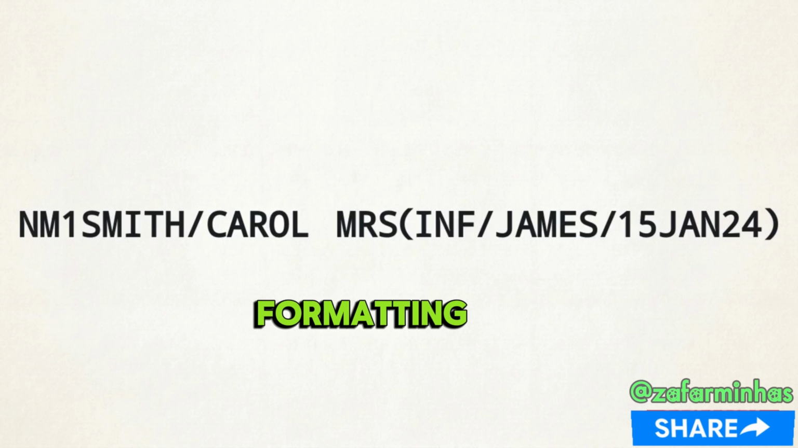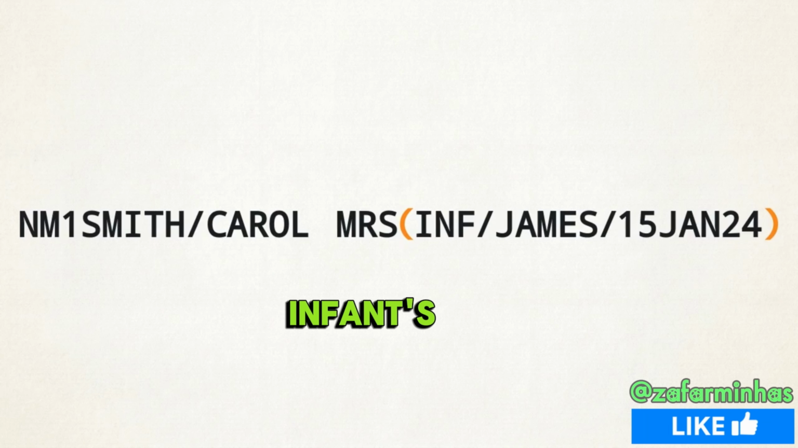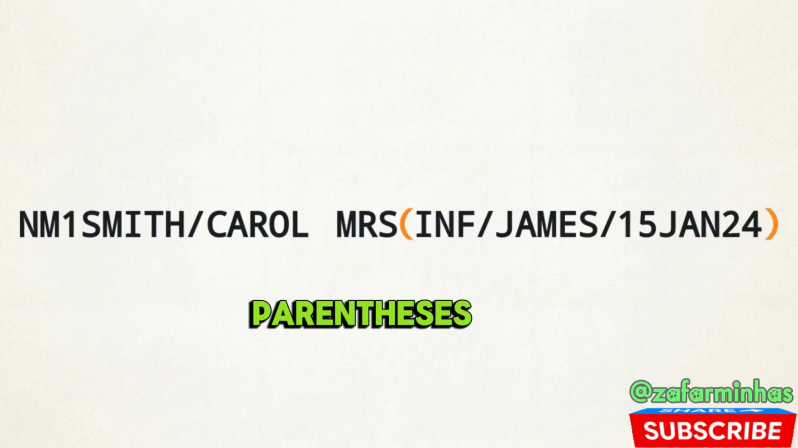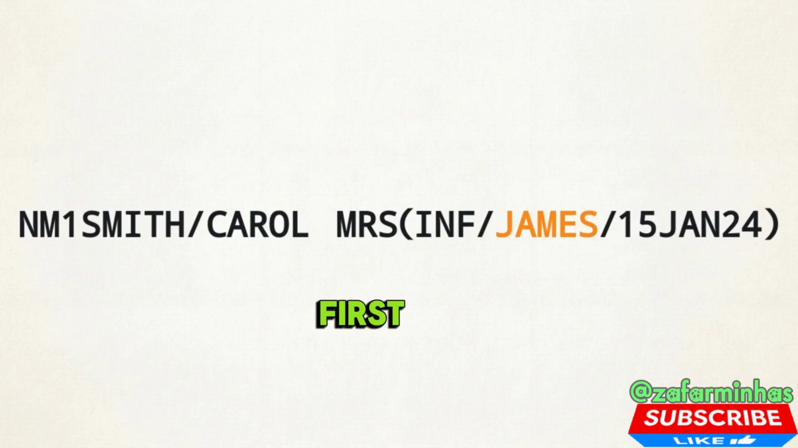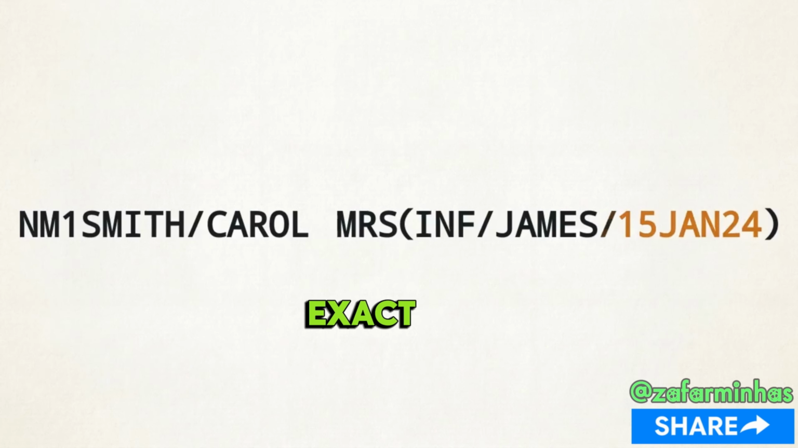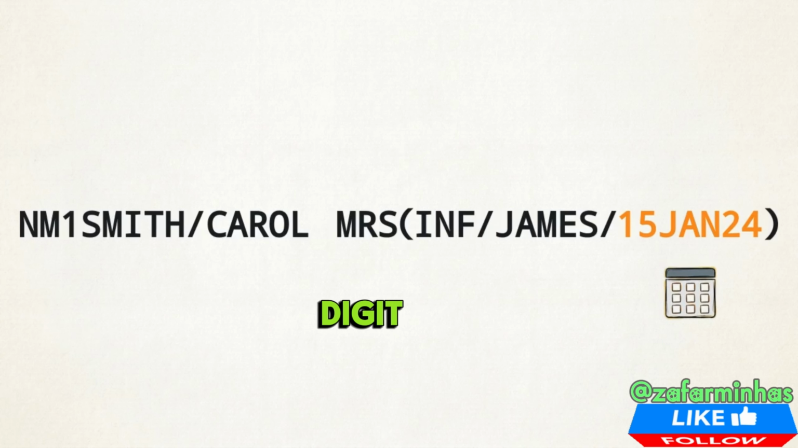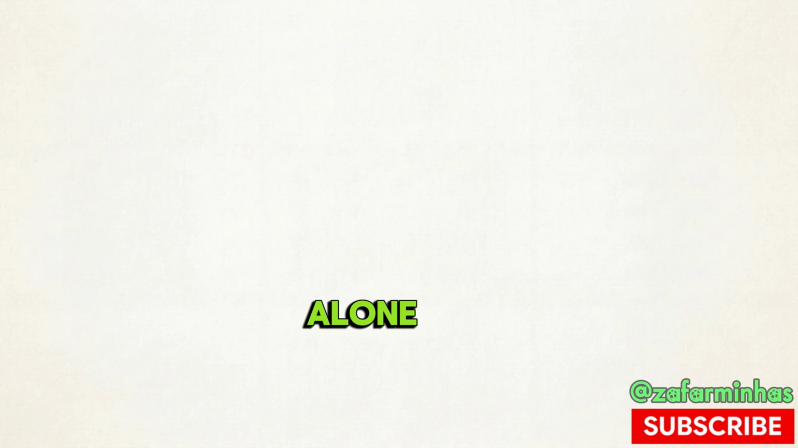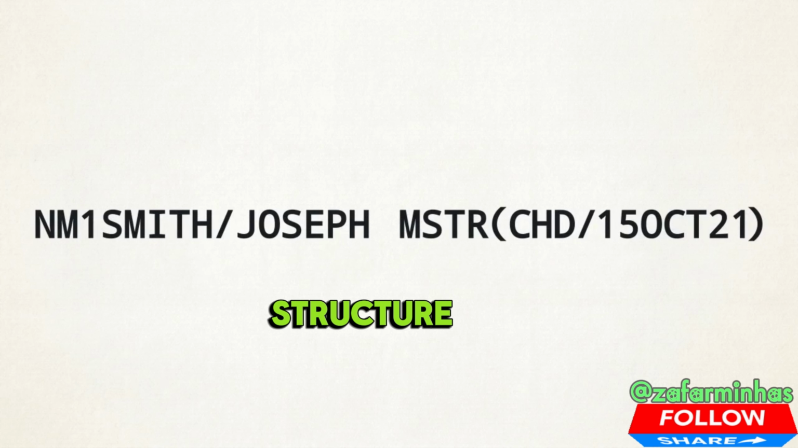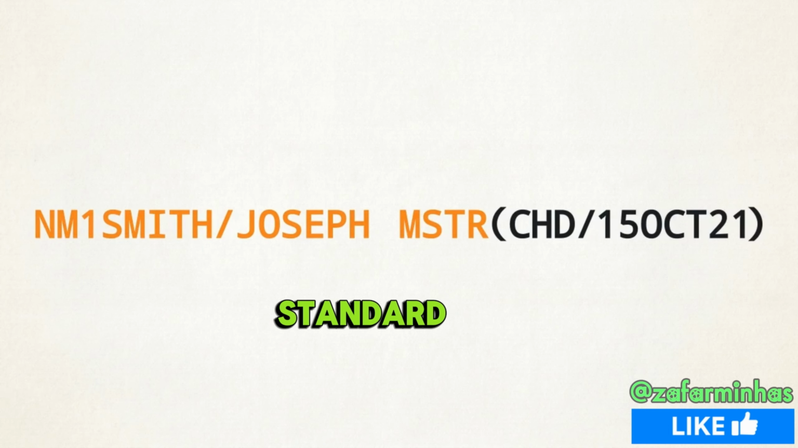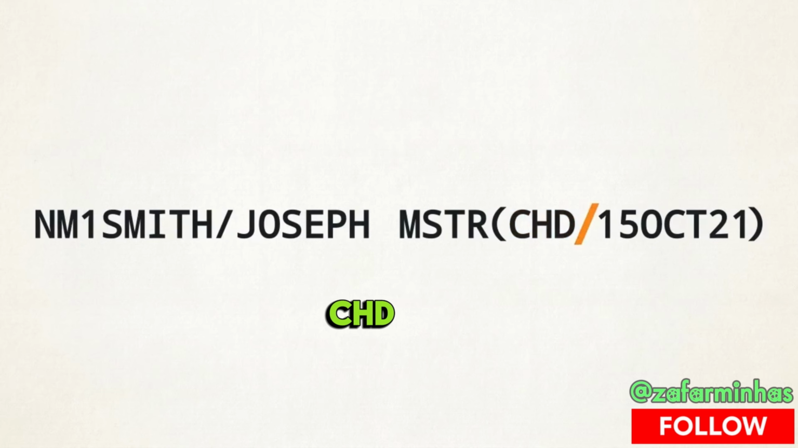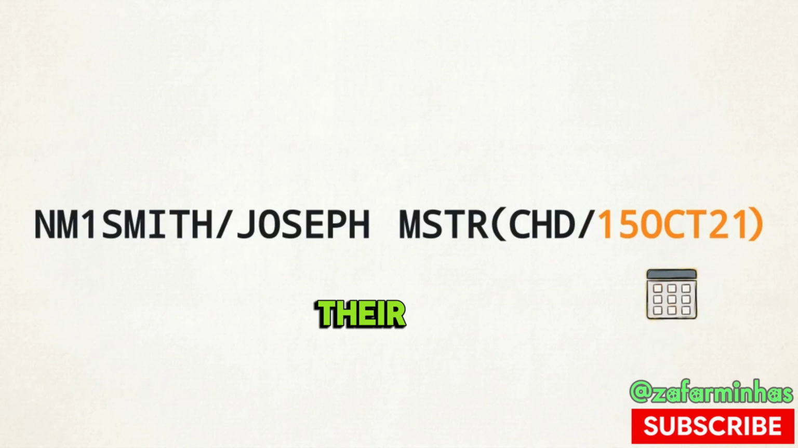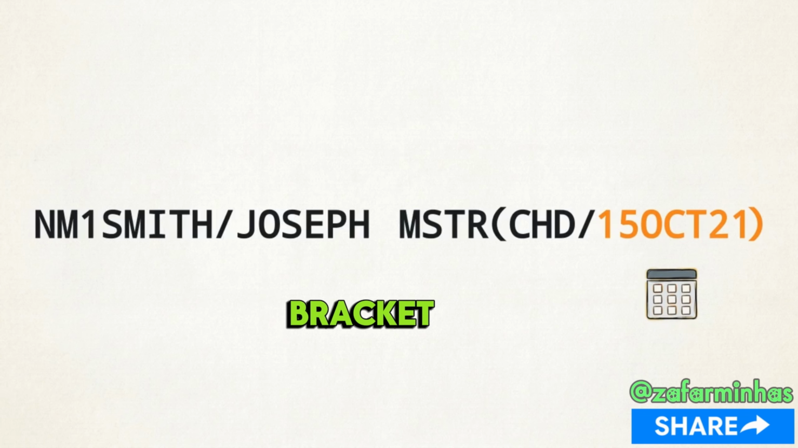Attaching an infant to an adult's ticket requires specific formatting. Notice how the infant's details must be enclosed in parentheses. You need the INF code, a slash, the infant's first name, another slash, and their exact date of birth using a 2-digit year. Adding a standalone child passenger requires a similar structure. After the child's standard name and title, you open parentheses, input the CHD code, a slash, and their date of birth before closing the bracket.